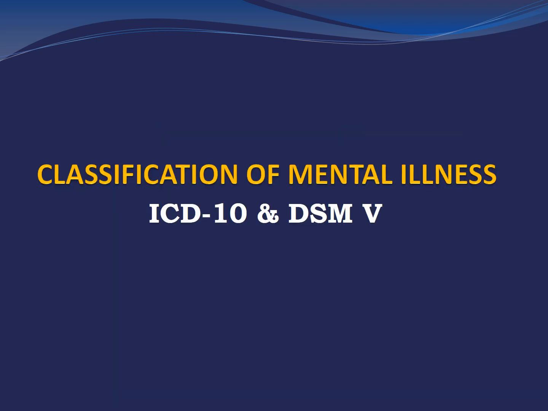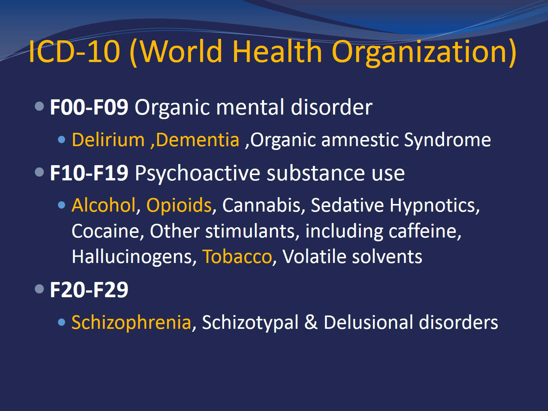Number one question is related to the classification of mental illness. It is based on ICD-10 and DSM-5 classification. ICD-10 classification F0 to F09 talking about organic mental disorders, example delirium and dementia.